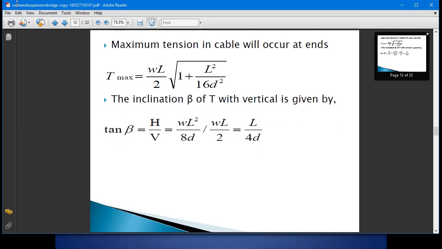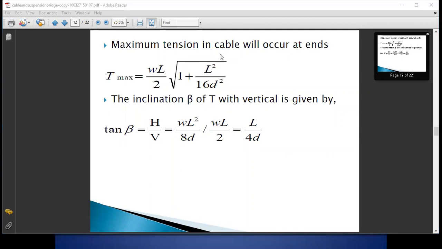Done? Yes, sir. Right, okay. So today we will stop here. The remaining part, that is shape of cable, length of cable, then anchor cables, etc. The derivation of this we will discuss in the next class and we will take numericals on this.